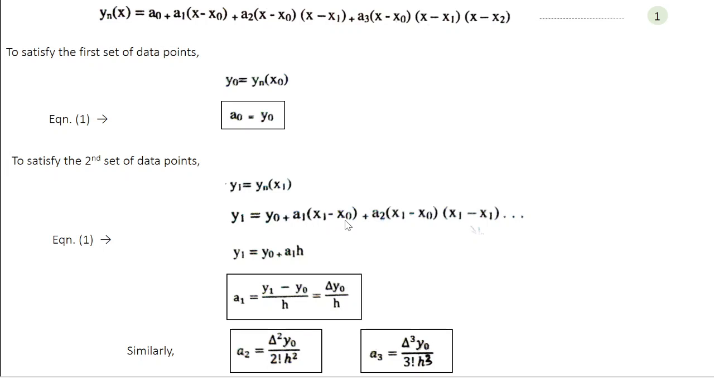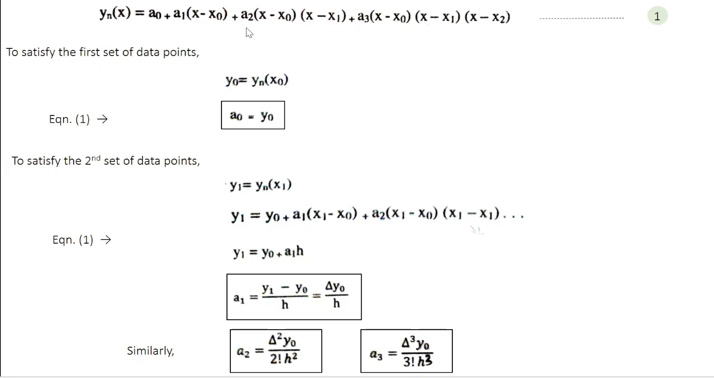x1 minus x0 is the step size h, so I can write y1 equal to y0 plus a1 into h. By rearranging the terms, I can write a1 equal to (y1 minus y0) divided by h, and y1 minus y0 is nothing but the first forward difference term delta y0. So a1 equal to delta y0 divided by h.